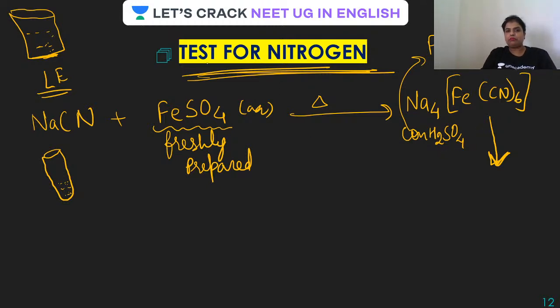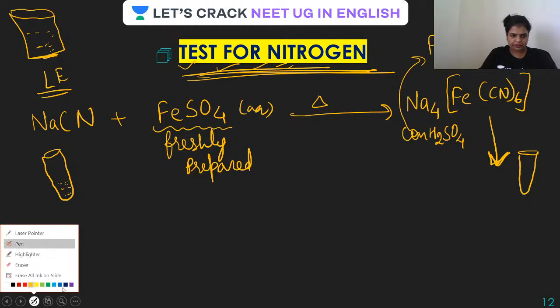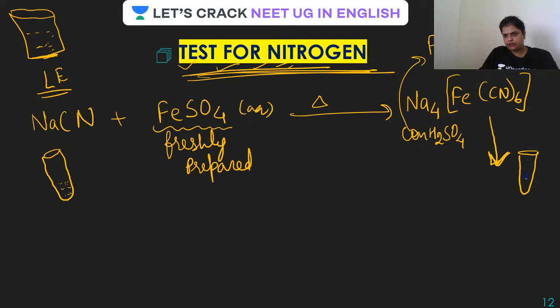When you get a Prussian blue color, this is the Prussian blue, this blue color. Can you see it on your screen for the test for nitrogen? That type of color you find in the test tube, guys. This color might not be fully visible to you, but yes, this is the color. So this is called Prussian blue color. Guys, this is very, very important.